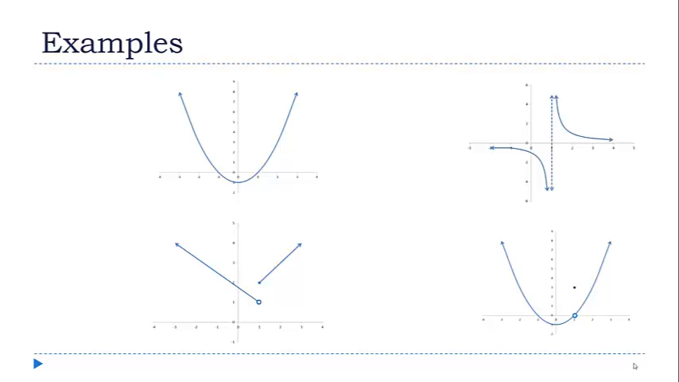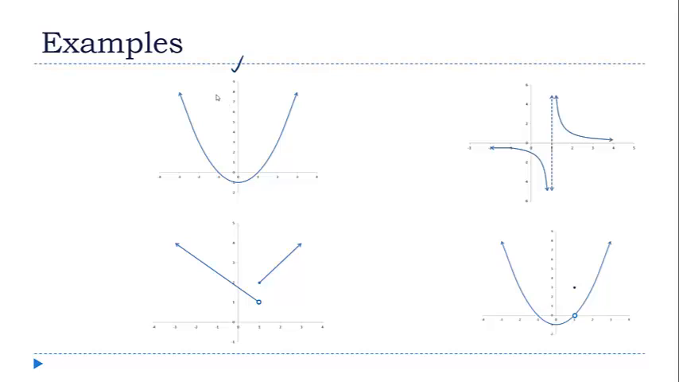So our goal in this lecture is going to be to develop a heuristic definition, that is a list of properties that we can use to identify functions that are continuous or that are discontinuous. Now, of the four graphs here, we only want the first one to qualify as continuous.